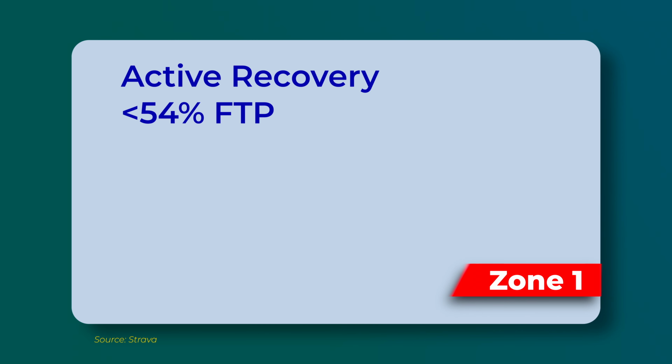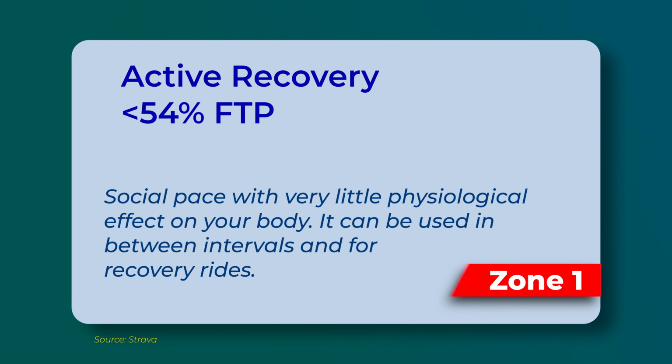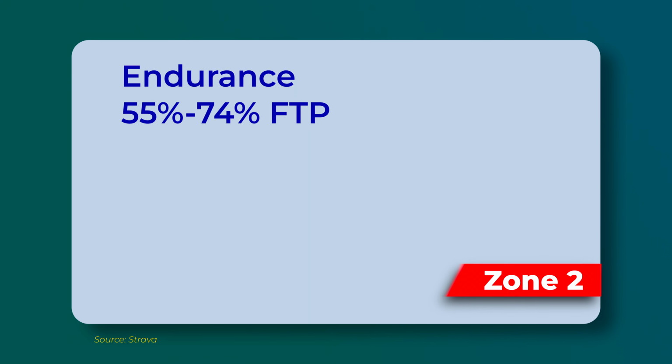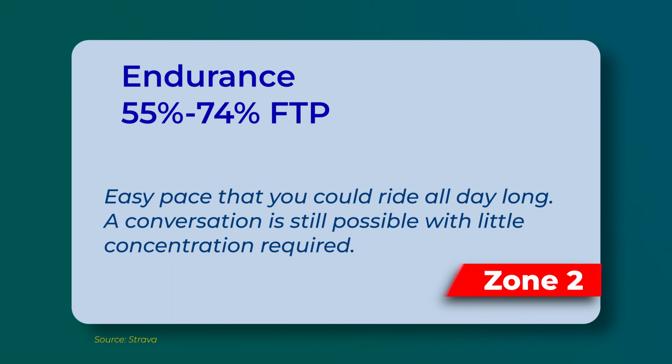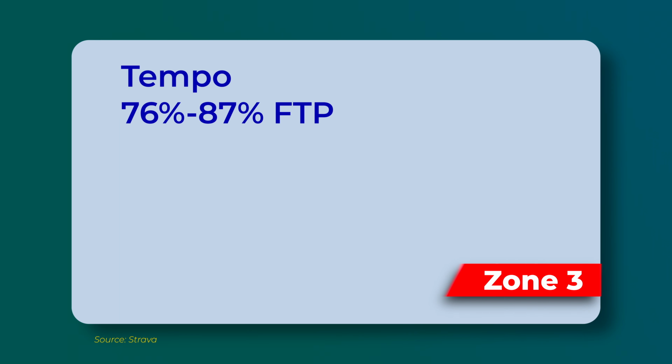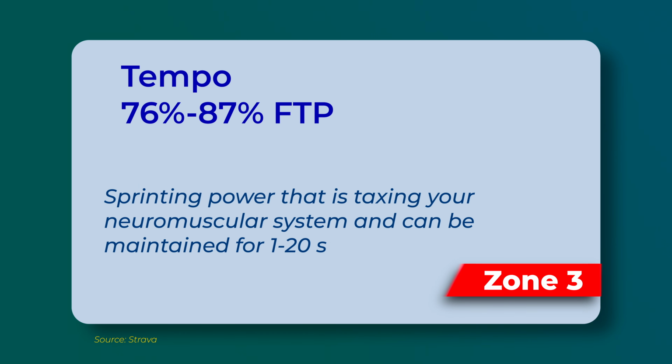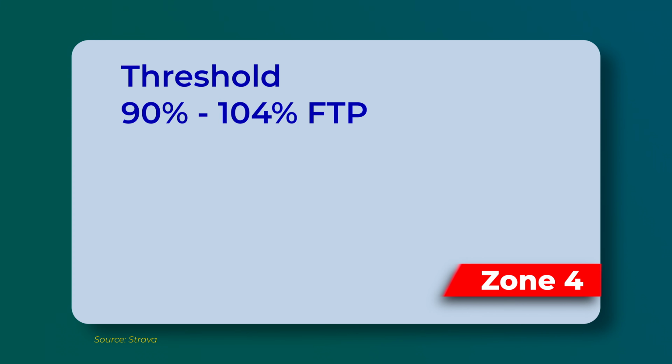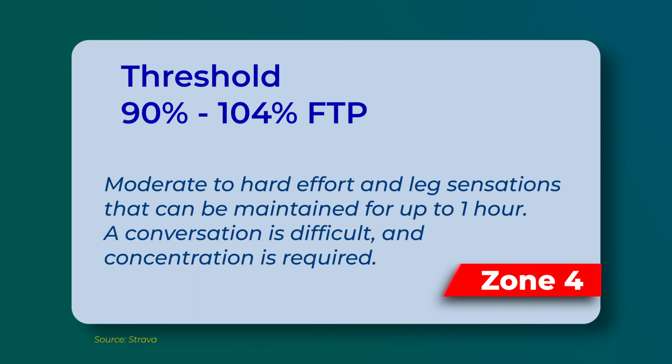First zone, active recovery. It can be used in between intervals and for recovery rides. Zone 2, endurance. Easy pace that you could ride all day long. Zone 3, tempo, brisk pace that can be maintained for a few hours that requires concentration when riding alone. Zone 4, threshold. A conversation is difficult and concentration is required.